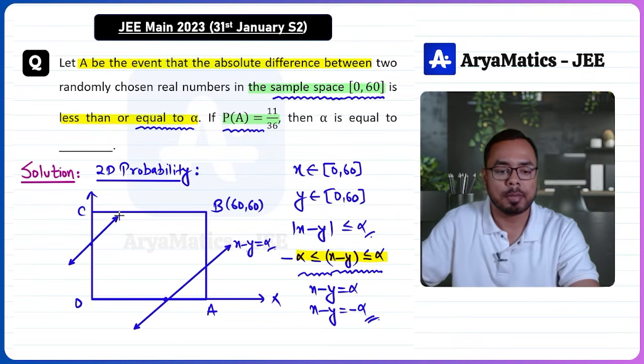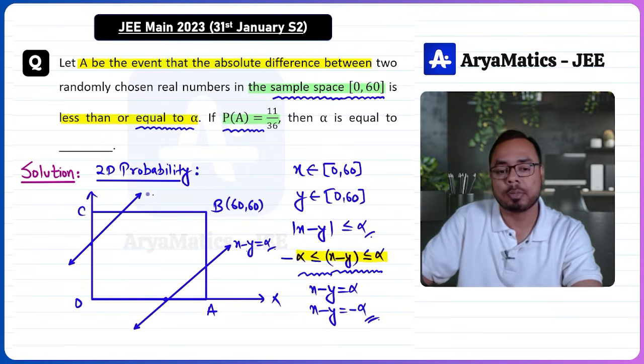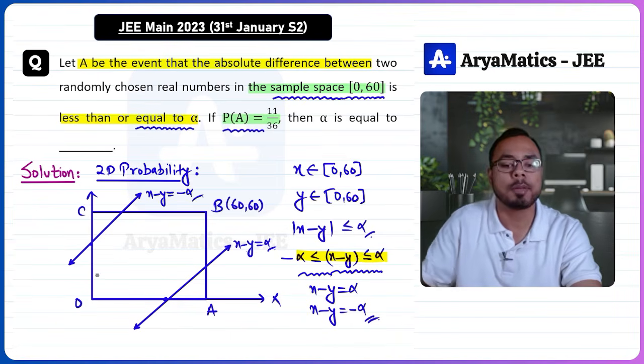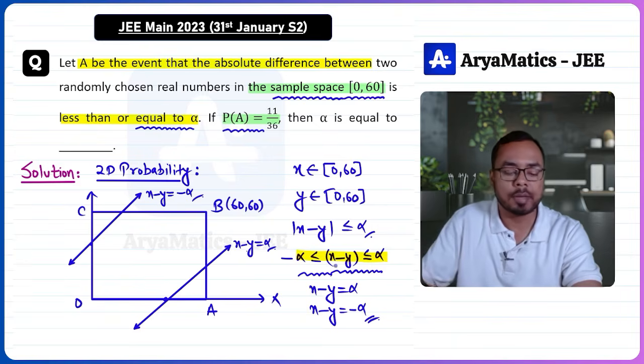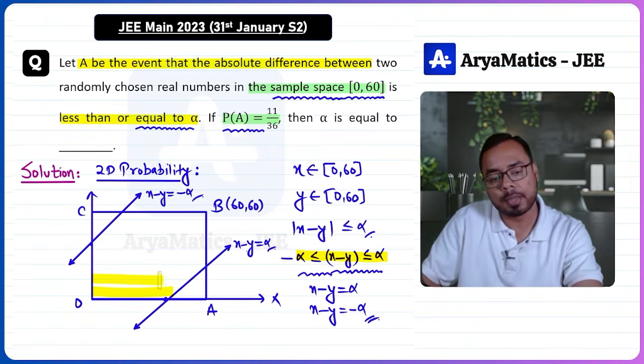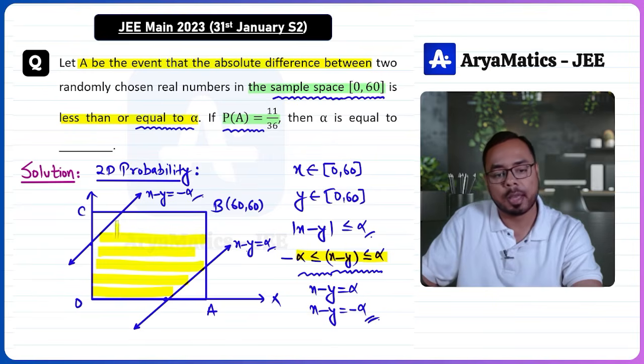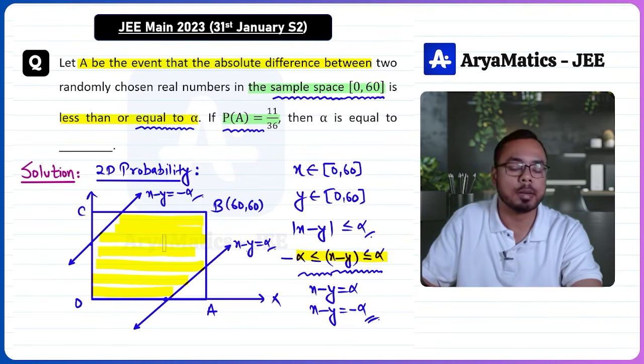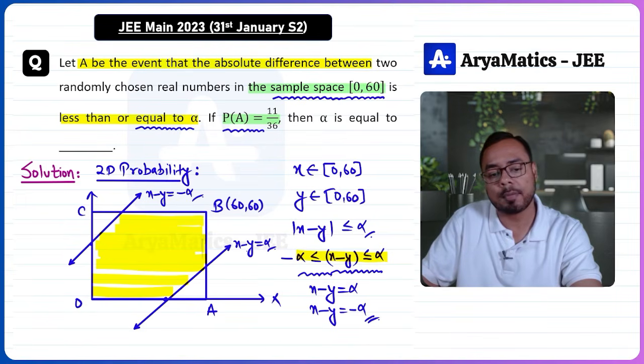The second line will be passing through these 2 points, and the equation of this line will be x minus y equals minus alpha. And now this inequality will represent all the points between these two lines, right? Clearly origin is satisfying this inequality, so that inequality will represent all the points inside this region. That means take any point in this shaded region, and that point will satisfy the condition that minus alpha is less than or equal to x minus y is less than or equal to alpha. So this is your favorable region, right?